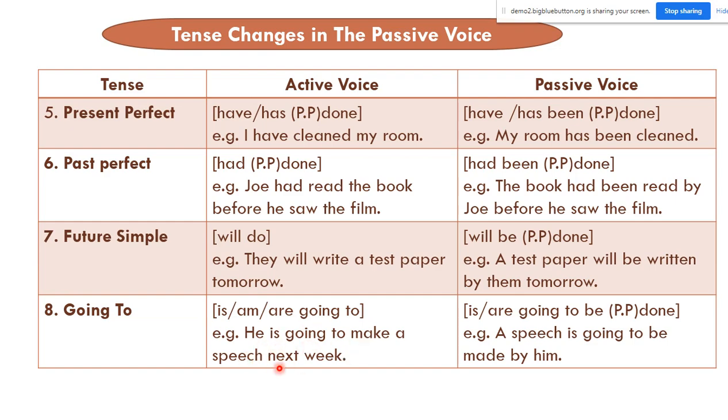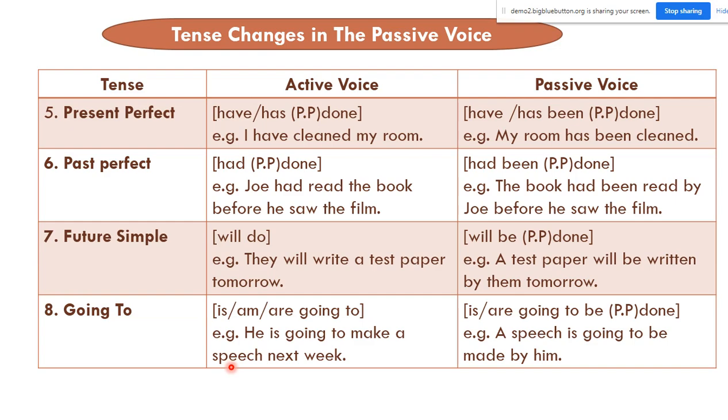He is going to make a speech next week. This means that he has planned it and set the time and all the things. He is going to make: the verb to be according to the pronoun he, going to, then the verb in the infinitive, a speech next week. He is the subject, is going to make is the verb, a speech is the object or the recipient.